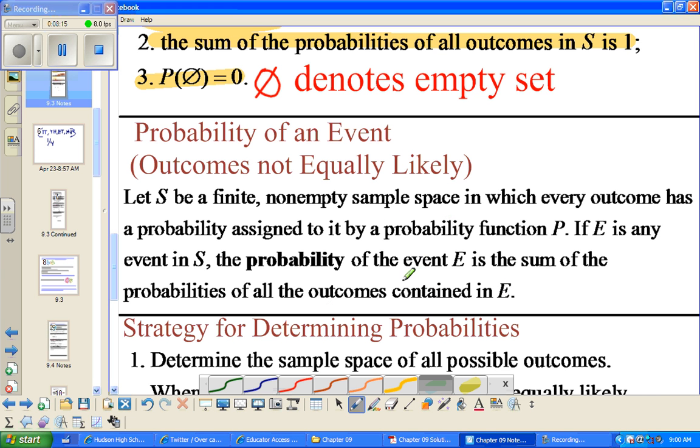So all that's saying is, if outcomes are not equally likely, whatever outcome we're looking for, or wondering what the probability of it happening is, we get the probability of that event by taking the sum. One way to think of it is, if event E contains more than one thing, you take the probabilities of all the different things that make up the event E, and that is the probability of event E happening. We'll do an example like that in a little bit.